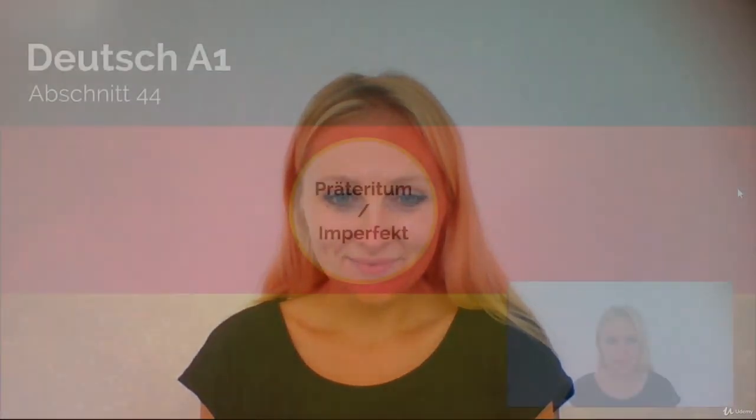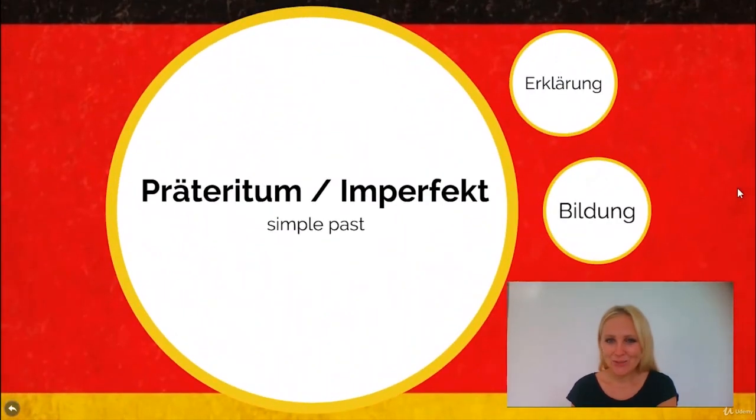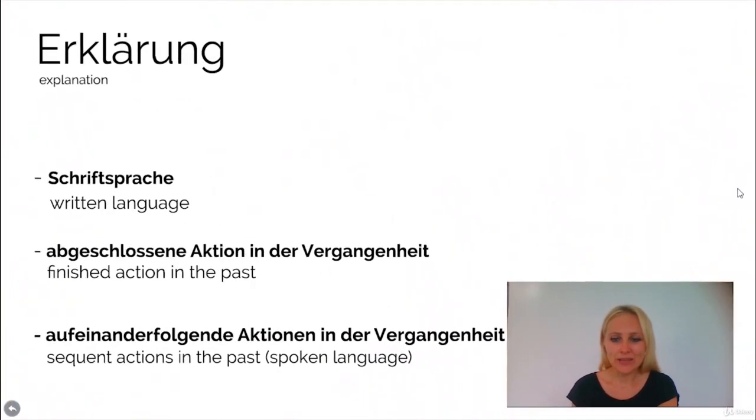Hallo. Chapter 44 is about the German Präteritum, or also called imperfect. It is very similar to the English simple past. Willkommen zu Abschnitt 44. So the title of this chapter is Präteritum, or also called imperfect in German. It has two names, and it is very similar to the English simple past.